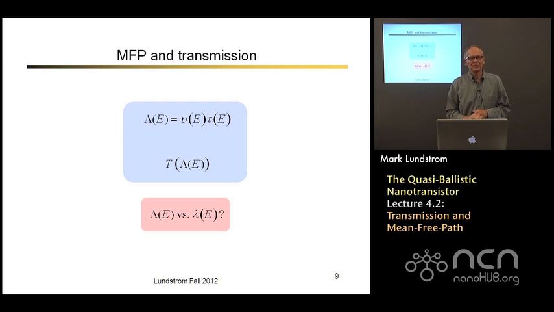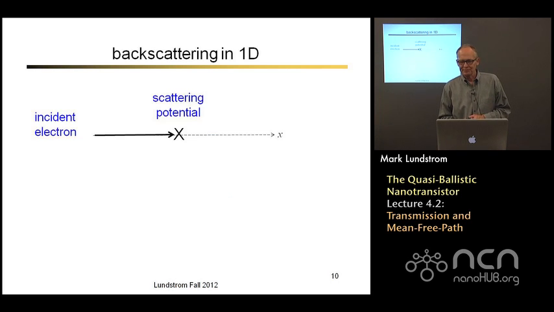But we're asking for something a little bit different. We're asking for the mean free path for backscattering. This is the length of the slab, such that if the mean free path is the length of the slab, then the transmission is 1/2. That's what comes out naturally from this Landauer approach. So I have to talk about the connection between these two. And we can do it this way.